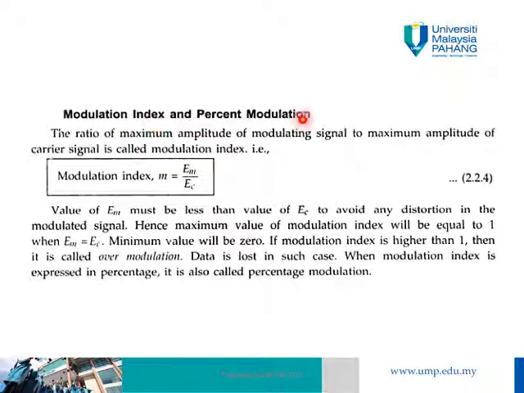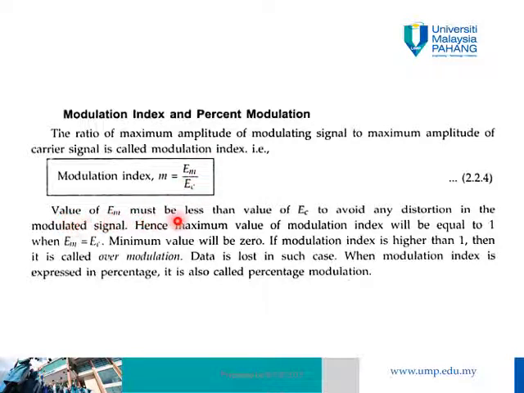Modulation index and percent modulation. The ratio of the maximum amplitude of the modulating signal to the maximum amplitude of the carrier signal is called the modulation index. So the modulation index, m, is the ratio between the amplitude of the modulating signal and the amplitude of the carrier signal, the maximum amplitude of both.